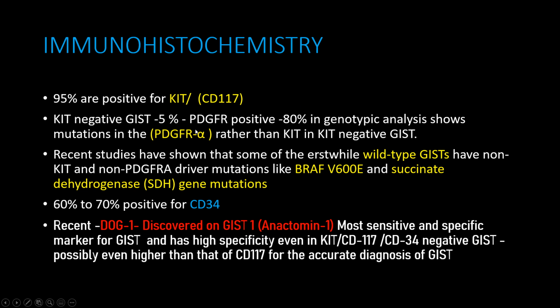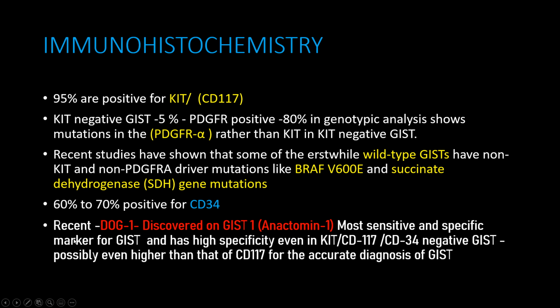Coming to immunohistochemistry, which is very important in diagnosing GIST, 95% are positive for the KIT gene, that is CD117, and 5% are, if they are negative for the KIT gene or CD117, positive for platelet-derived growth factor, predominantly platelet-derived growth factor alpha. Recent studies, as we have already seen in previous slides, show the wild type of GIST, which may not have KIT or platelet-derived growth factor positivity. They may have BRAF or succinate dehydrogenase gene mutations. And 60 to 70% are positive for CD34.